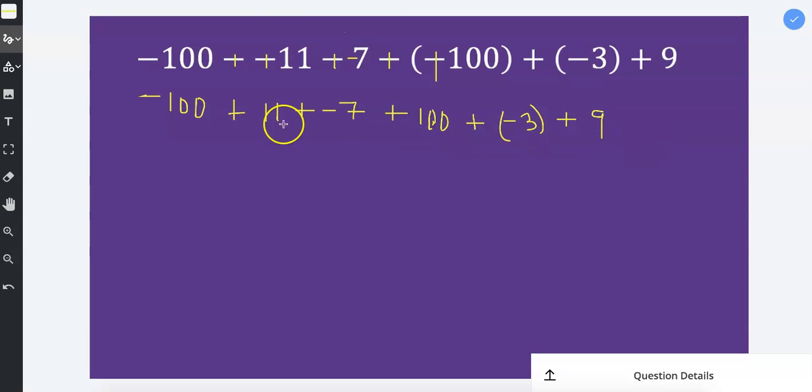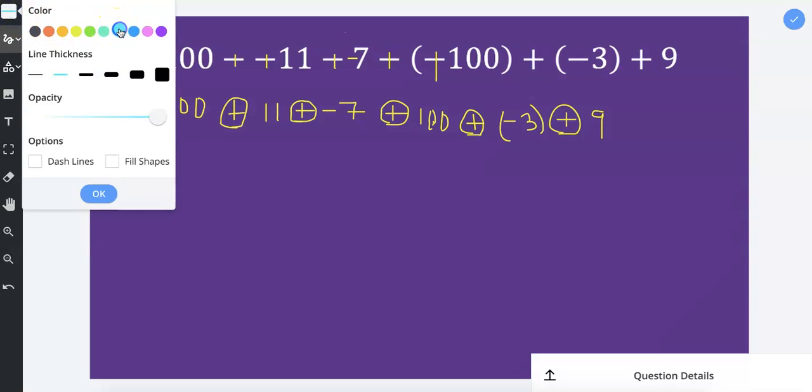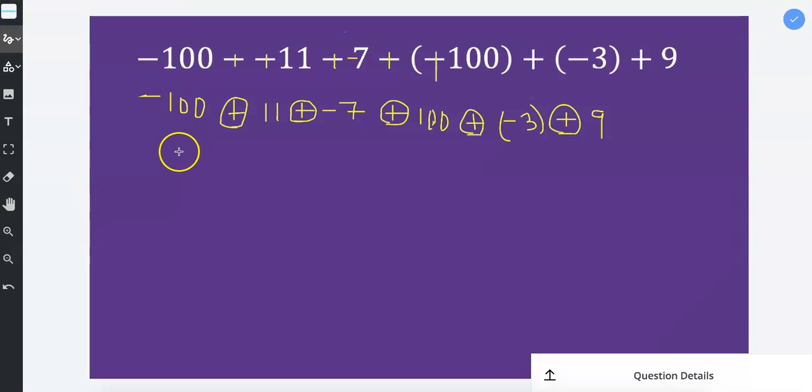The reason why I wanted all of these symbols in between to be addition is because of the commutative property of addition. The commutative property of addition says that I can change the order of all of these numbers as long as they're separated by addition. So the beauty of this is that I might see some numbers that would combine easily together.